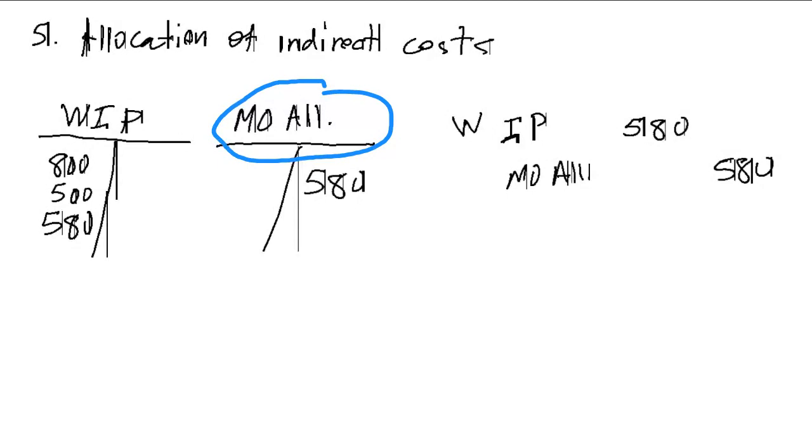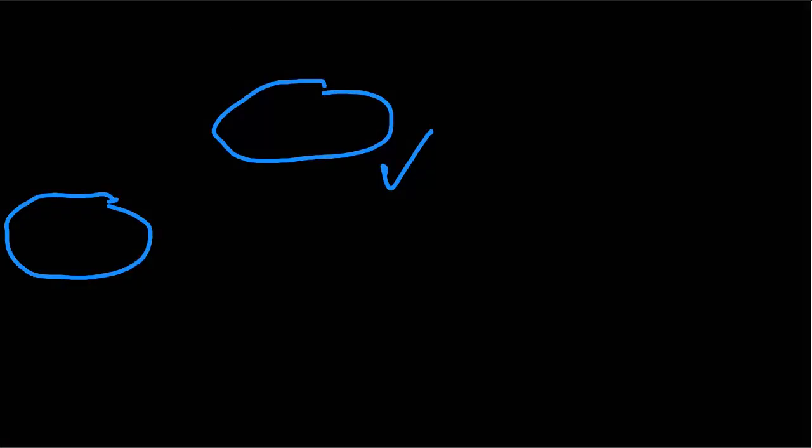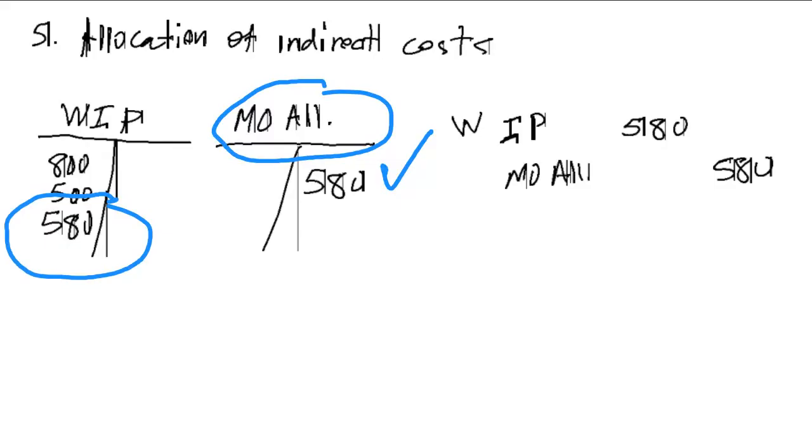I debited manufacturing overhead allocation by 580, and I credited manufacturing overhead allocation by 580, and I debited work in process 580 for all of our manufacturing overhead costs, which is $580. However, remember, we have our manufacturing overhead control. That is our actual manufacturing overhead cost. Manufacturing overhead allocation is a budgeted, or estimated, manufacturing overhead cost.